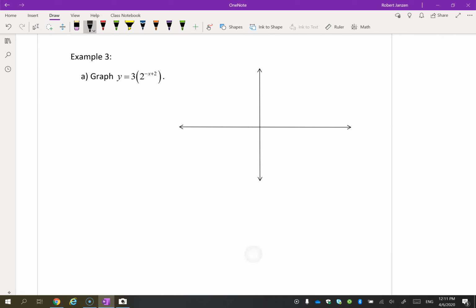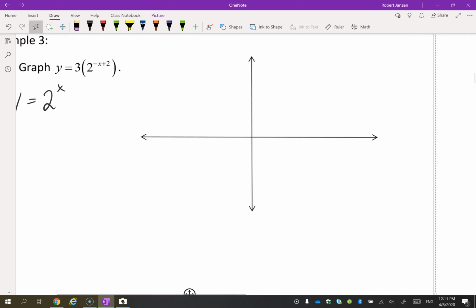Let's try another one. What's the basic graph here? Y equals 2 to the power x. That should be a no-brainer. 1, 1, 2.